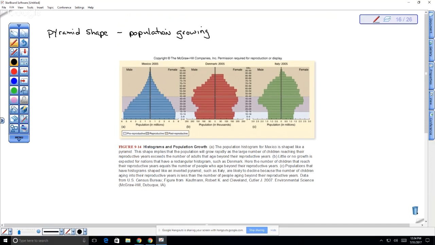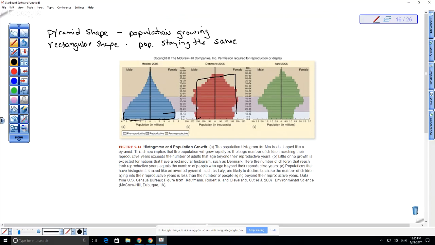The example is 2005, and that is Mexico. You see that there's the big base. These are the young people, and they're going to come up and have babies. Even if the fertility rate stays the same, the population is going to increase over time. Then we have the rectangular shape, right? And that is a population that is staying the same. Denmark, for example, is approximately a rectangle, so the population is neither decreasing nor increasing in general.